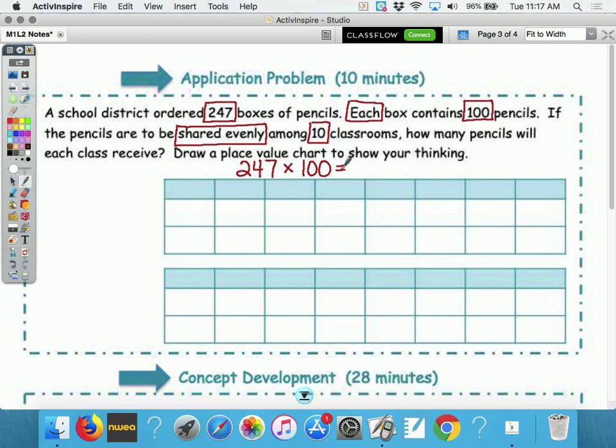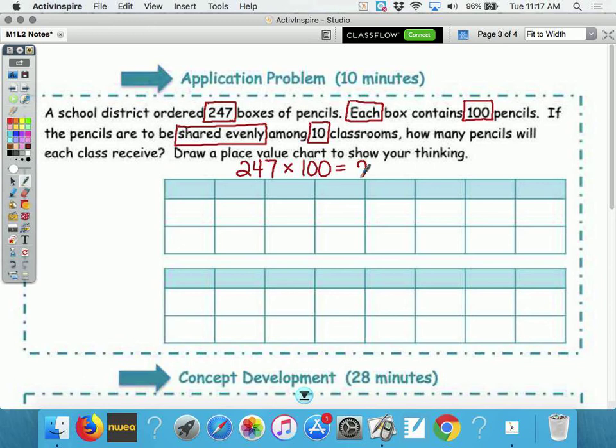Times 10? Really? 100. It says each box contains 100 pencils, right? Yes. Okay, so now I'm just going to solve this problem. The nice thing about it is I don't even have to put it on the place value chart. I mean, I'm going to because it tells me to, but what can I do to solve this one? Jacob? Add 2 zeros.